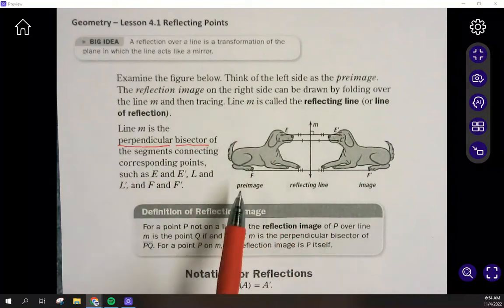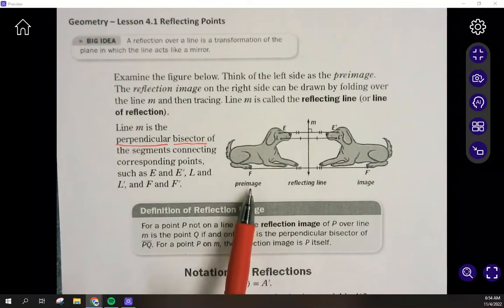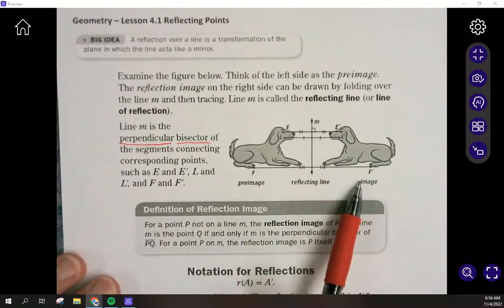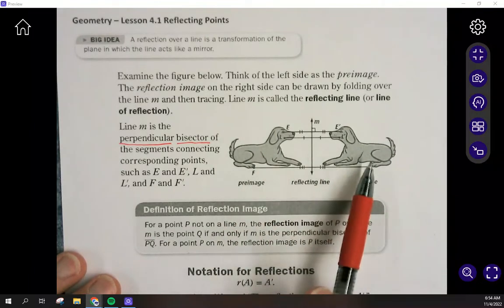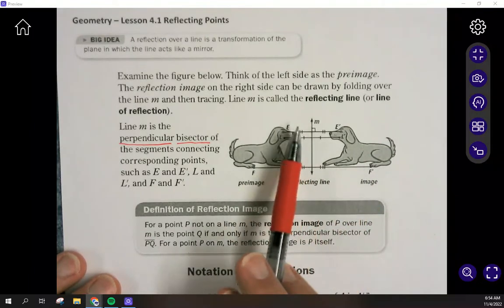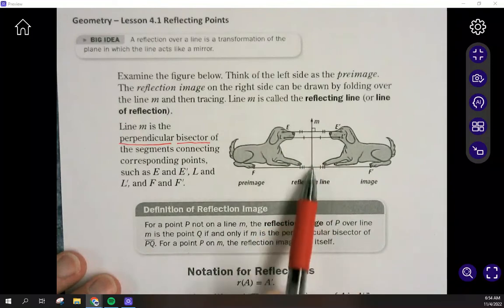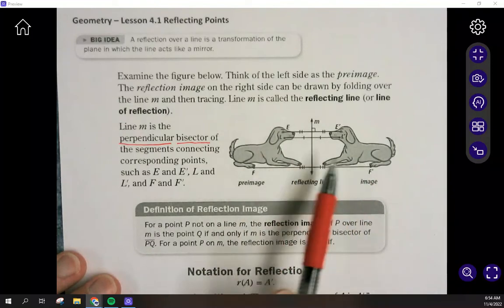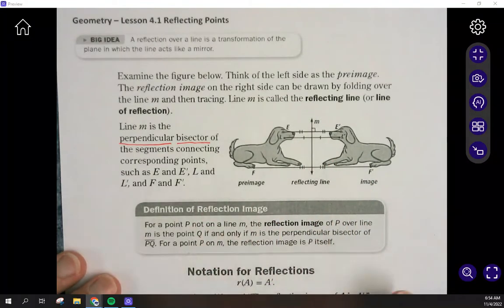So as we examine the figure below, we can see the pre-image is over here, the reflection image is on the right. So the pre-image is the original, the image is the new one, and line M, the line that it flips over, is called the reflecting line or the line of reflection.